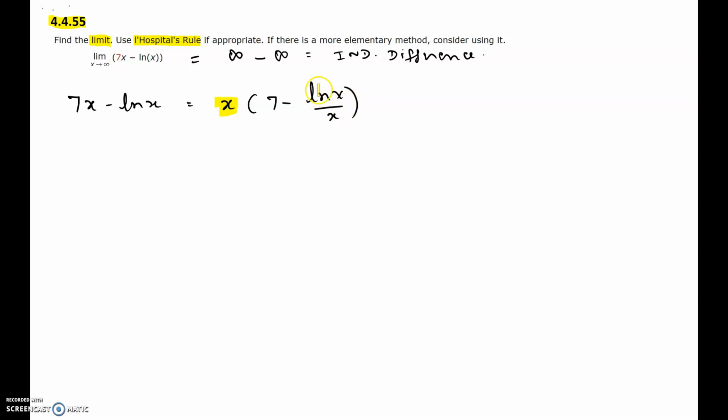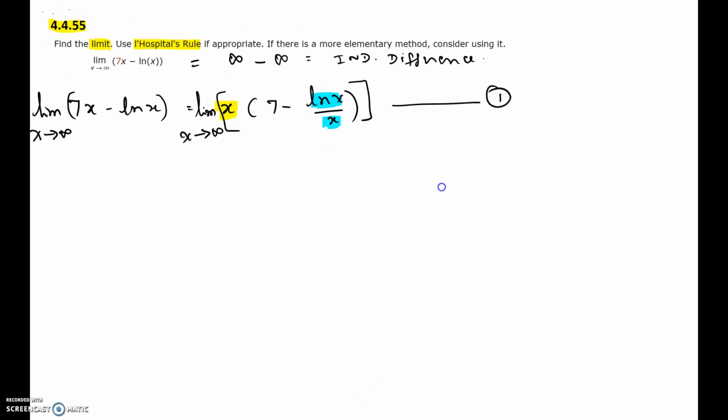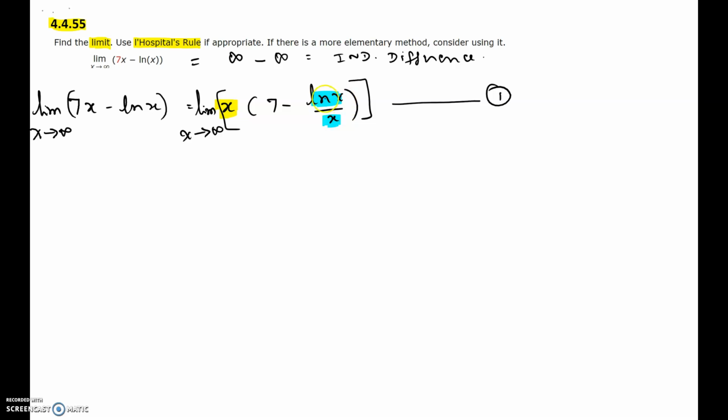But we can consider the expression ln x over x, find out what the limit is, and then get back to this step and apply the limit. So before we apply the limit as x approaching infinity of 7x minus ln x, we write it as a product: the limit as x approaching infinity of x times (7 minus ln x over x). We already know x is approaching infinity, and we are going to consider the part in blue, which is ln x over x. Then we find out what that limit is as x approaches infinity.